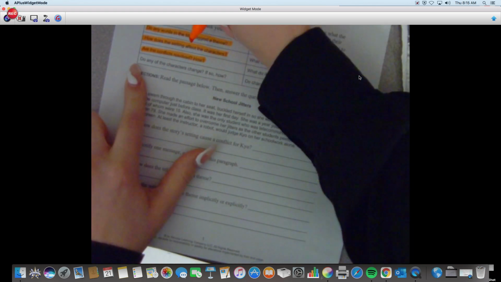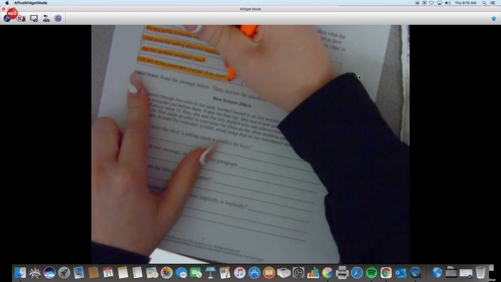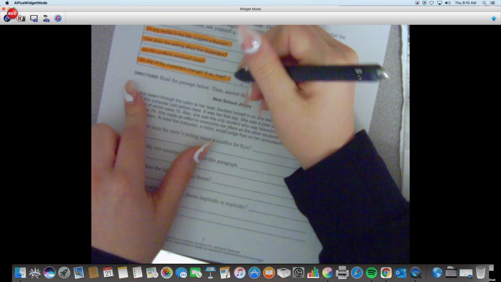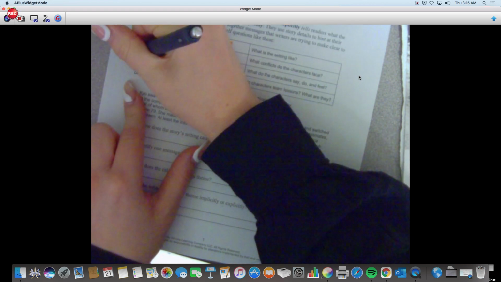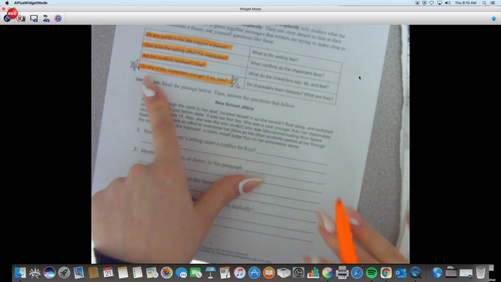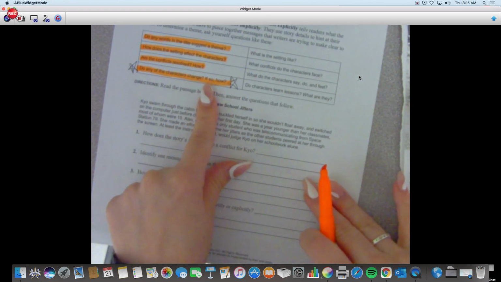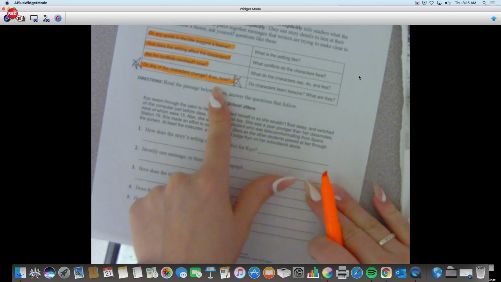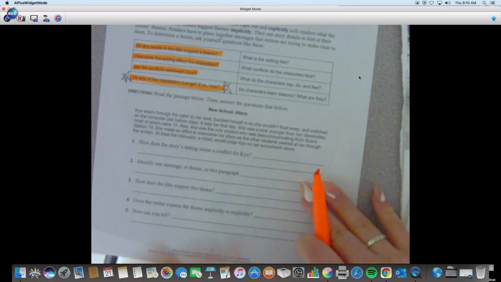And then the next question, do any of the characters change? If so, how? And I'm going to go ahead, let's write a star next to that question, as that's a really important question to ask yourself when you're reading a story. Do any of the characters make a change? If so, how? That usually is going to be a huge question that leads you to a theme.